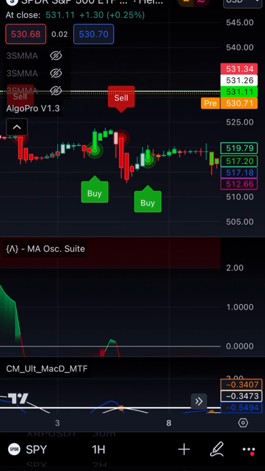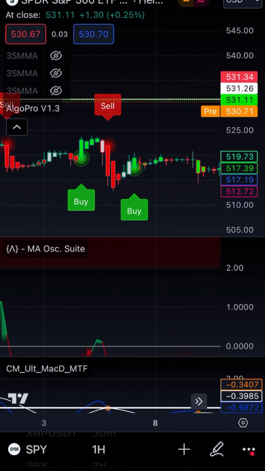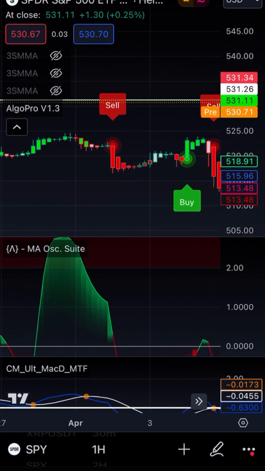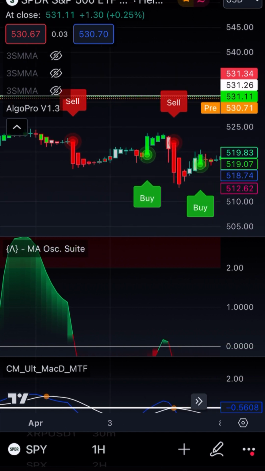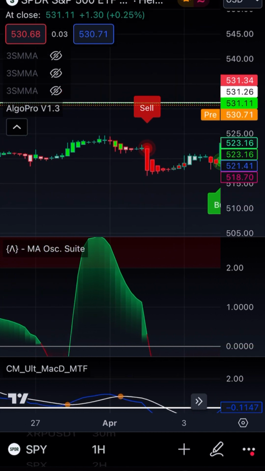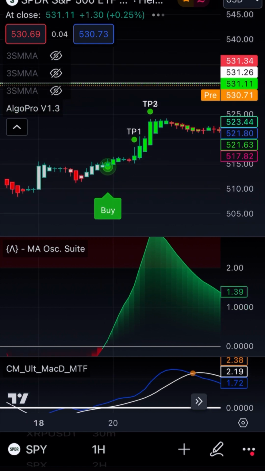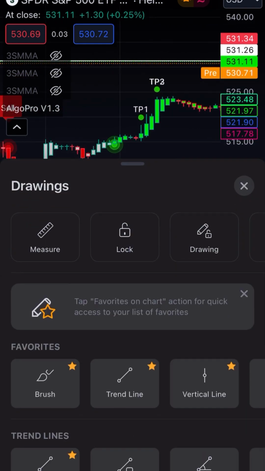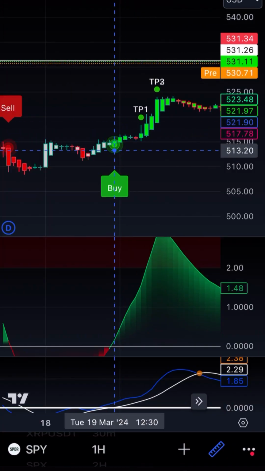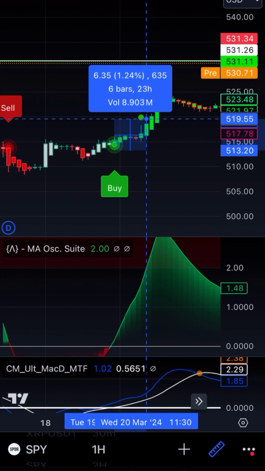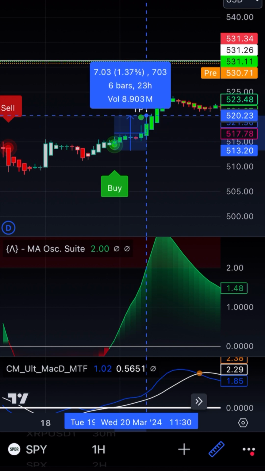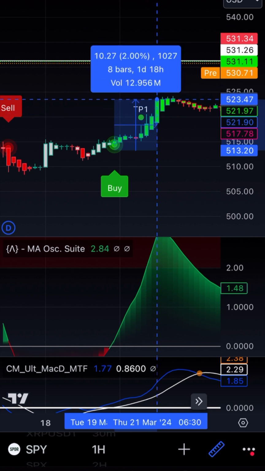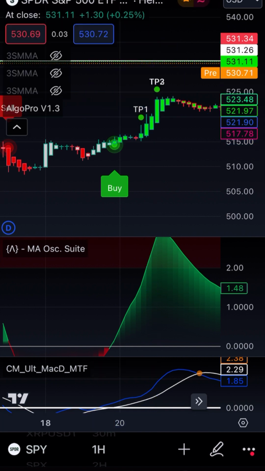There's all these brief moments right here, which would not have been a real good trade right around here. I think there's a lot of consolidation right here. So this area right here would have messed people up. But this is another buy signal right here. It has your first take profit, which is right here, at $700. Second take profit would have been about $1,000.